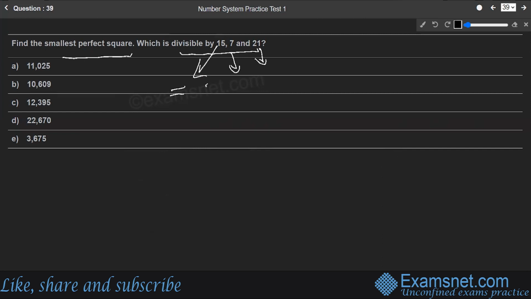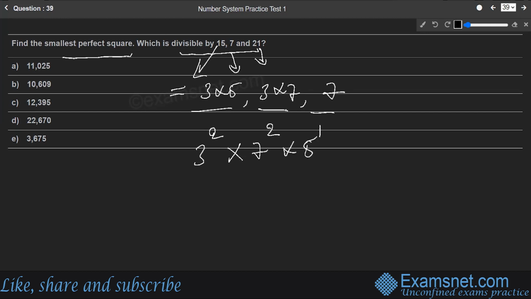The prime factors of 15 are 3 into 5. The factors of 21 are 3 into 7. The factor of 7 is just 7. These are the factors of the number that we are looking for. The number that has to be divisible by all three should contain these factors. If you see it carefully, 3 has been used twice, so 3 square. 7 has been used twice, so 7 square, into 5's power, which is just 1.